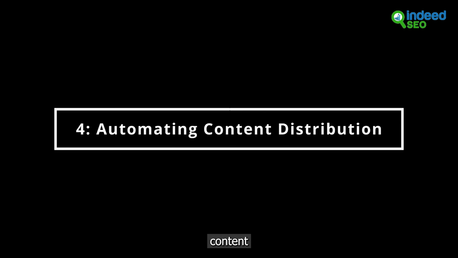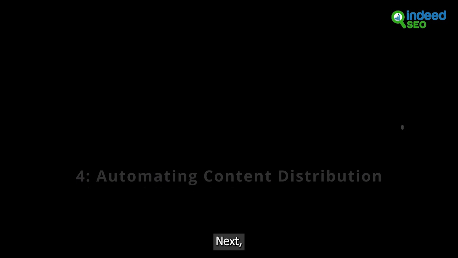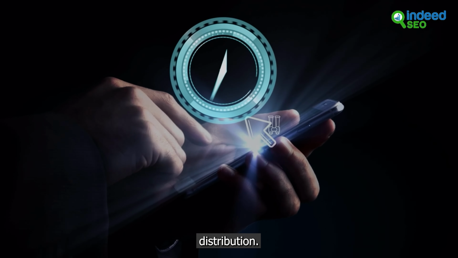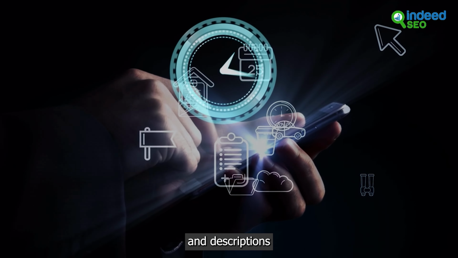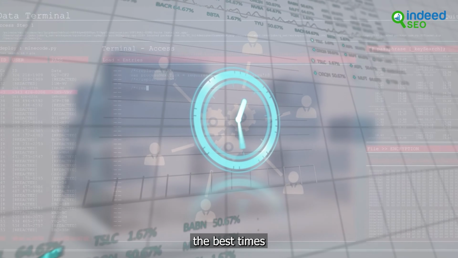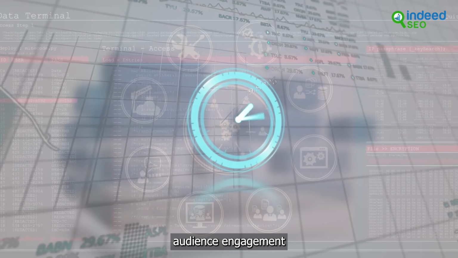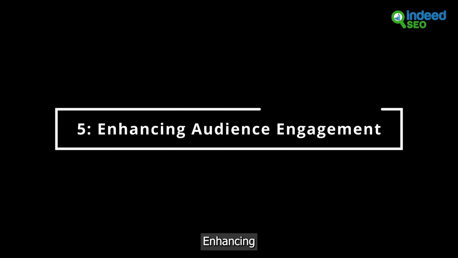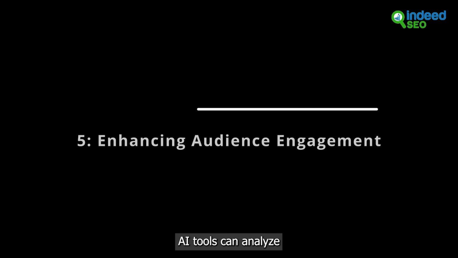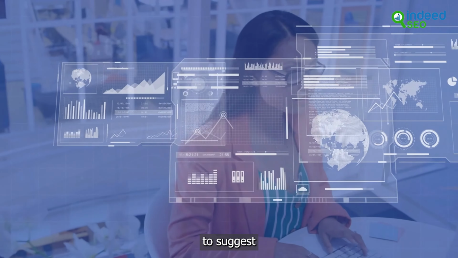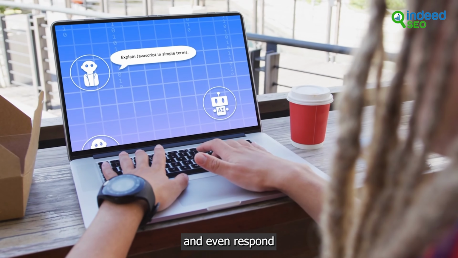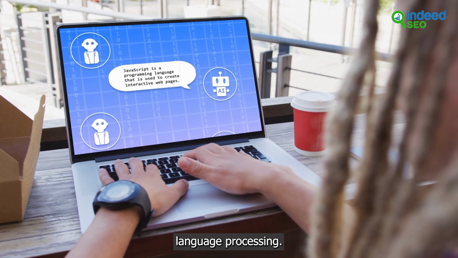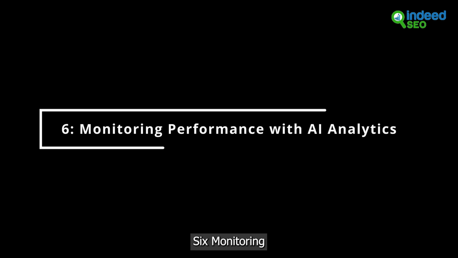4. Automating content distribution. Next, automate content distribution. AI can schedule uploads, optimize video tags and descriptions, and even suggest the best times for publishing based on audience engagement data. 5. Enhancing audience engagement. AI tools can analyze viewer behavior to suggest content ideas, tailor video recommendations, and even respond to comments using natural language processing.